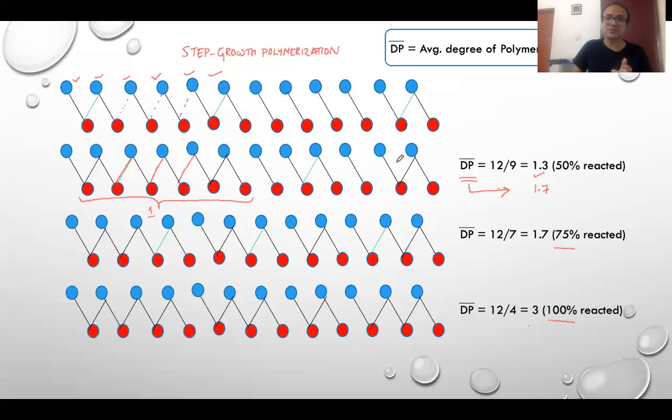That is why, whenever you do the polymerization process, the average number of units that are linked is higher in the case of chain growth polymerization. Most of the polymerization processes that you find are done via the chain growth polymerization mechanism. I hope you understood this.